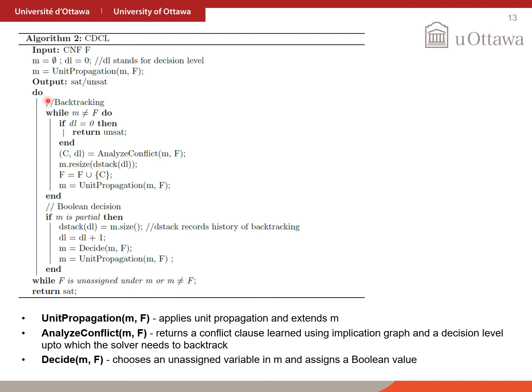Here, the important difference between the CDCL algorithm and the DPLL algorithm is that here it only returns unsatisfiable if the decision level is 0 and all the clauses in the partial model return false.